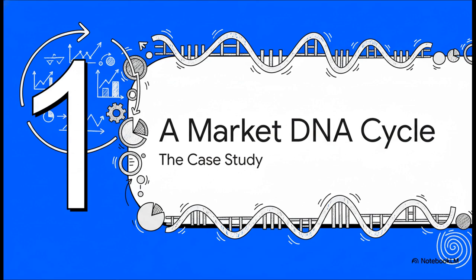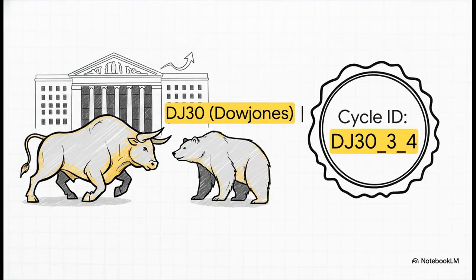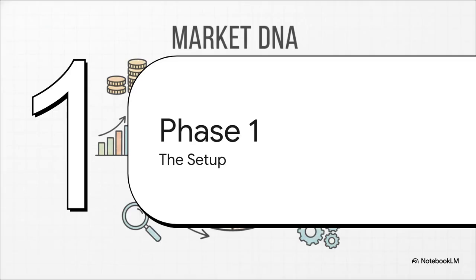We're going to follow this one cycle from the very beginning, the initial plan, all the way to the final result. The asset in question is the Dow Jones 30, or DJ30 for short. And this specific cycle has a unique identifier, DJ30__3__. So, every cycle kicks off with what's called phase one, the setup. This is really the blueprint, right? It's where the entire initial plan and all the parameters are laid out. Let's take a look at what that blueprint looked like for this particular cycle.